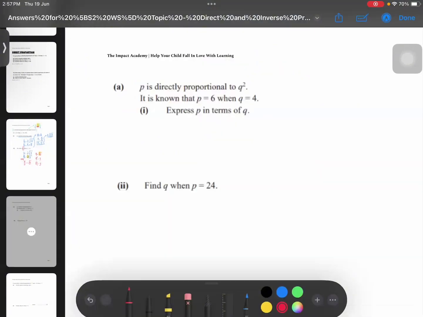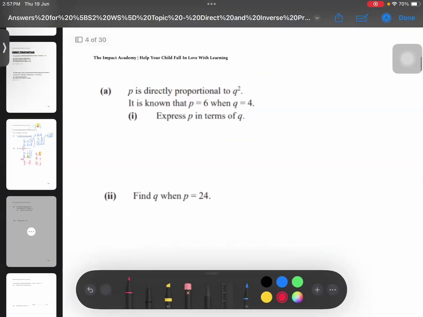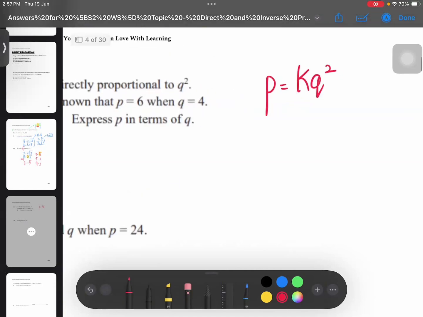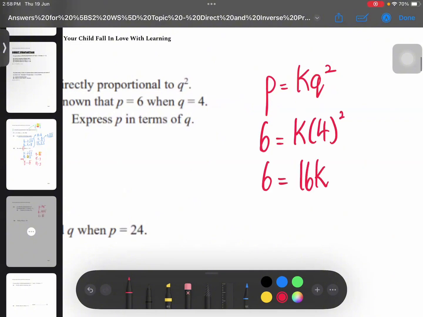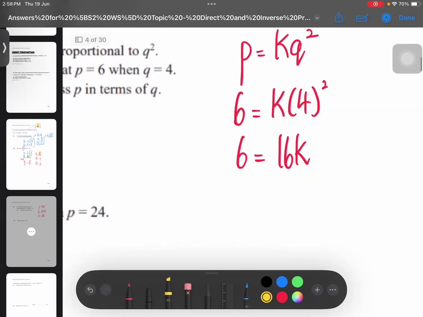In the next question, it says that p is directly proportionate to q squared. It is known that p is 6, so 6 is over here, k is over here, and this is 4 to the power of 2. So 6 equals 16k. My encouragement to everyone is always to find k first, because k is the constant, which means it doesn't change.